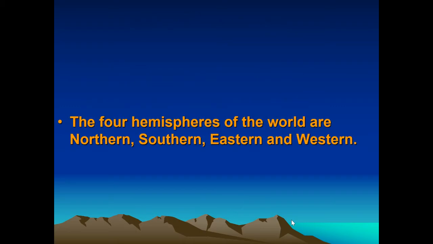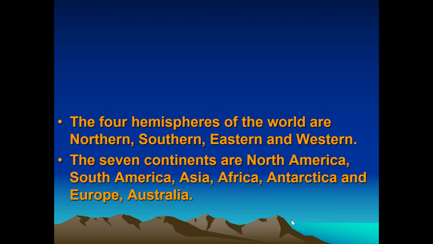The four hemispheres in the world. You have the northern, the southern, the eastern, and the western. And you have 7 continents, of course, mostly all starting with A's: Asia, Africa, Antarctica, Australia. You have North America, South America, and Europe being the outlier with the E.